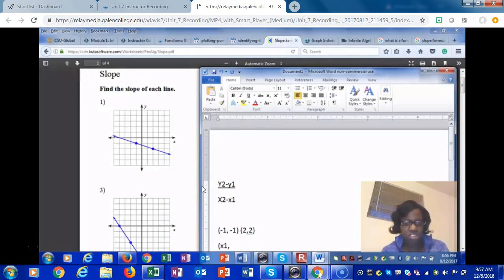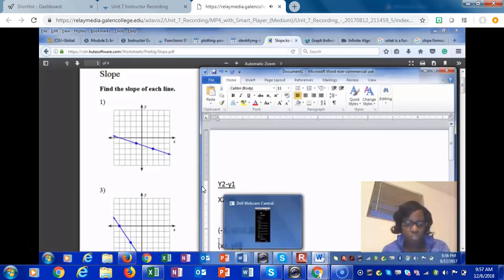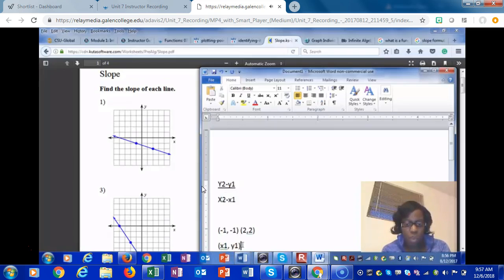Now, let me label. This is x1. x1 corresponds with -1. This is y1. This is the first x coordinate. This is the first y coordinate. Now this is the second x coordinate. This is the second y coordinate. So now we have everything labeled. We've got x1, y1, x2, and y2. So we come up here and put the coordinates in place as we have them labeled.